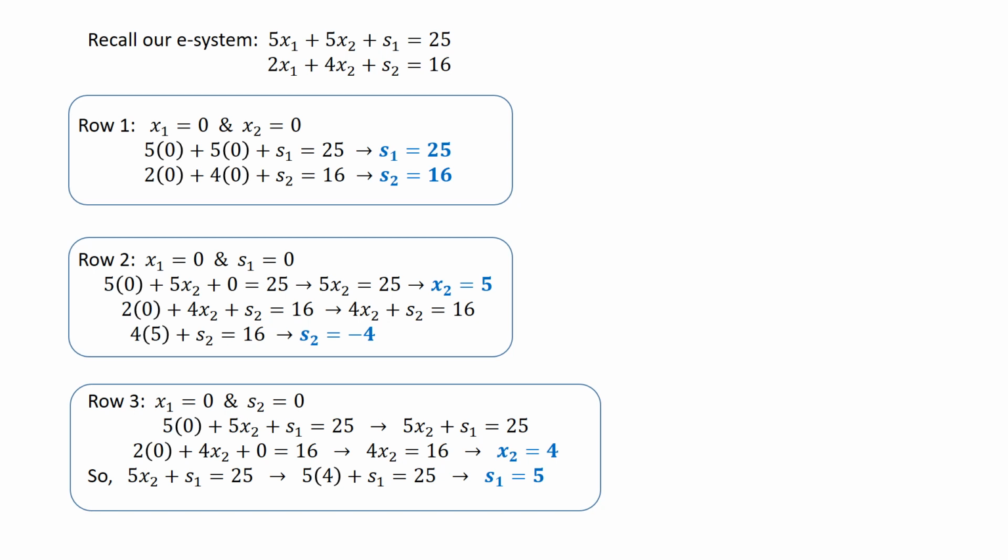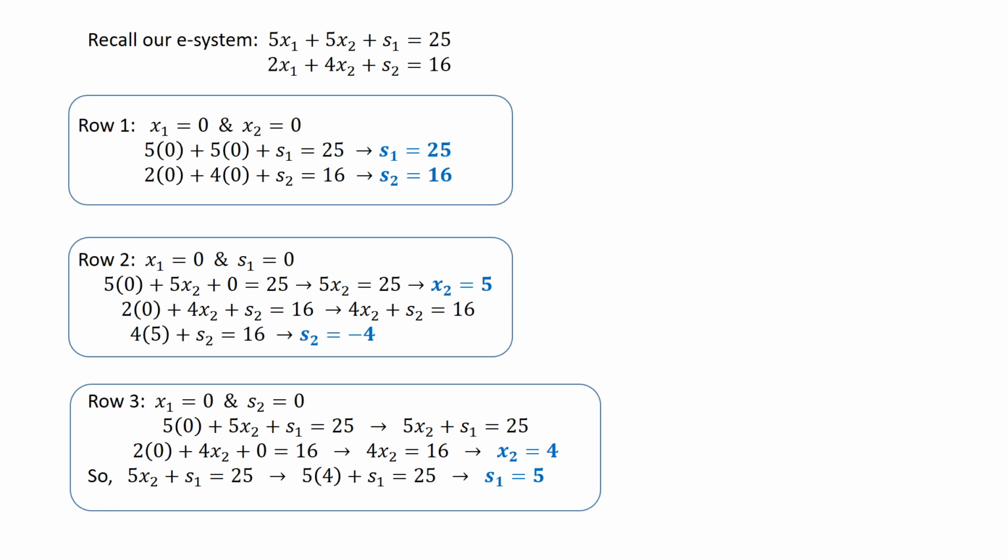So I plug in 0 for x1 into my first equation, and that gives me 5 times 0 plus 5x2 plus s1 is 25. So I have my arrow pointing to 5x2 plus s1 is 25. And that is the most I can do with that particular equation for now. So let's look at our next equation. I know that x1 is 0 and s2 is 0. So I'm going to substitute 0 in for both of those.